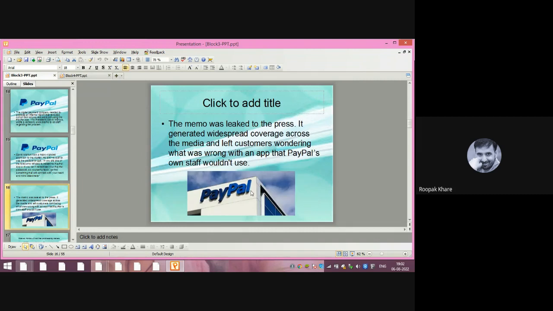Now, what happened after this? The memo was leaked to the press. There were employees who swiftly, secretly shared it with somebody in the press. It generated widespread coverage all across the media, and left customers wondering what was wrong with an app that PayPal's own staff wouldn't use. So this ignited a fire. It backfired, in fact, and it caused a lot of misfortune to the company itself. So whatever you're writing in the communication is so very crucial. Whom are you writing to, and what are you writing? Your choice of words, your choice of ideas, it is so important.